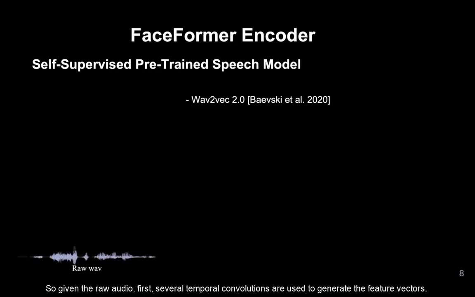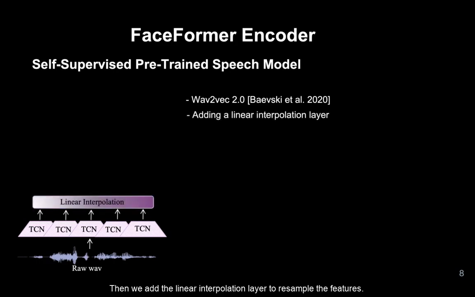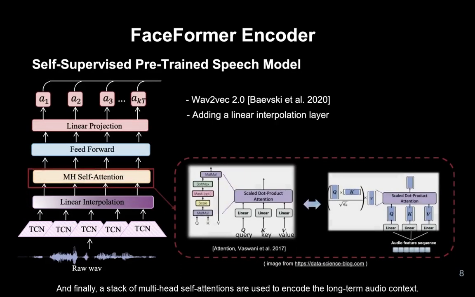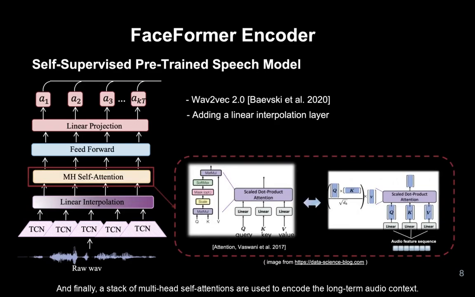So given the raw audio, first, several temporal convolutions are used to generate the feature vectors. Then we add the linear interpolation layer to resample the features. And finally, a stack of multi-head self-attentions are used to encode the long-term audio context.